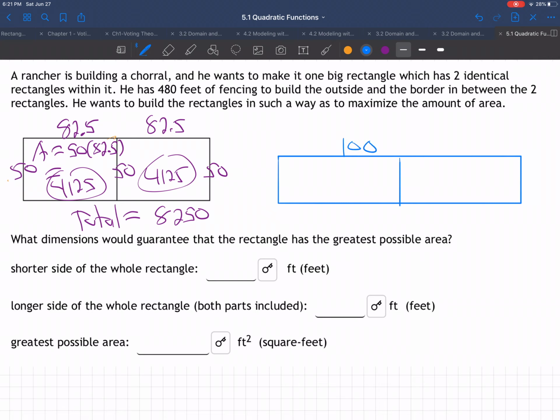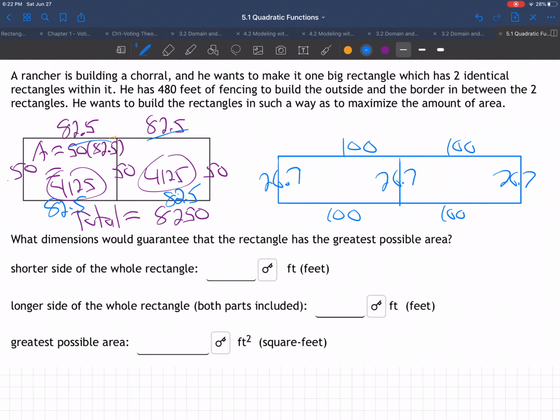Make this like 100, 100, 100, 100, whereas these were all 82.5. And that'd be 400. That would leave us 80 left. Divided by 3. I don't know what 80 divided by 3 is. It's 26.7, basically. So this would be 26.7, 26.7, 26.7. That would use up all 480 feet.